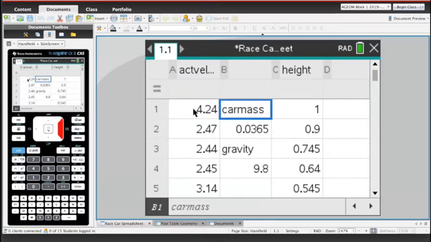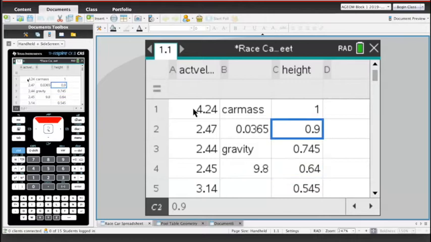They also had to find their car mass, which we had them put in kilograms so that we could get the correct velocity in meters per second. And then we assumed that the gravity was 9.8 meters per second squared, or the gravity acceleration. So these heights are all in meters over here.